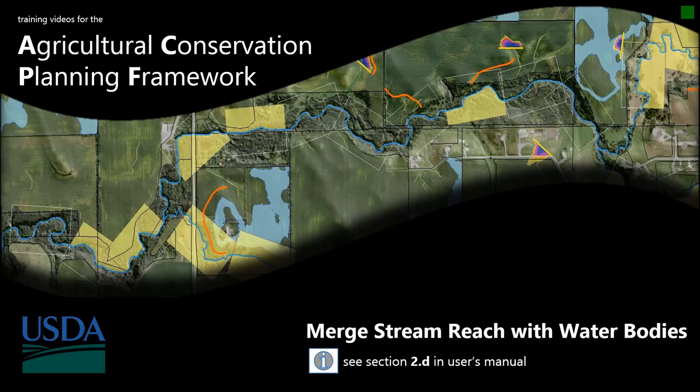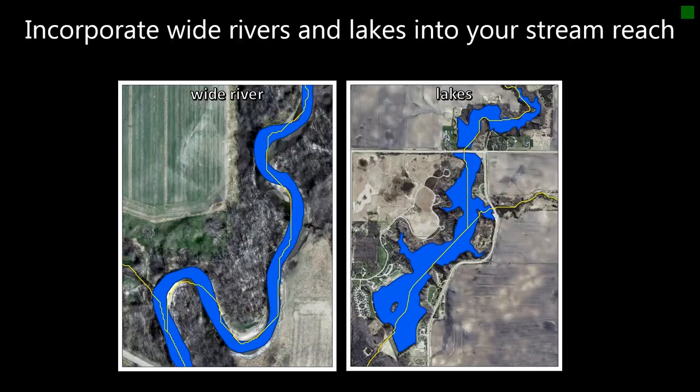In this video, we'll go over how to run the Merge Stream Reach with Water Bodies tool. This is an optional tool that merges your stream reach with any water bodies you have in your watershed. It allows water body features such as wide rivers or lakes to be merged with your stream reach, giving you two stream reach coverages and a polygon output for your water bodies, which is useful if there is a wide river or lake in your watershed.